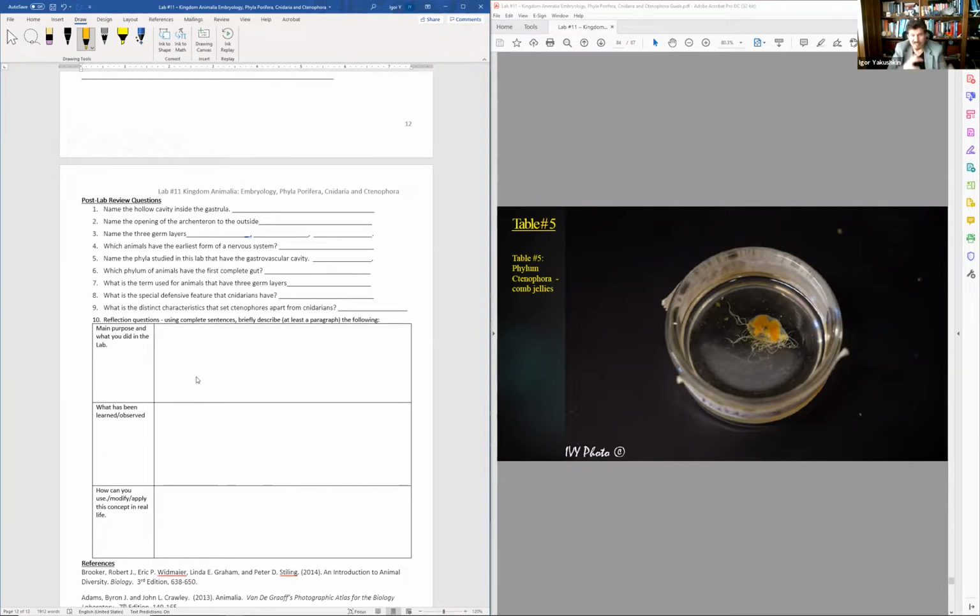And once again, at least a paragraph. One sentence is not a paragraph. So even if it's a super long sentence, split it into 2 or 3, then it's for sure a paragraph, okay? Other than that, we are done for today.